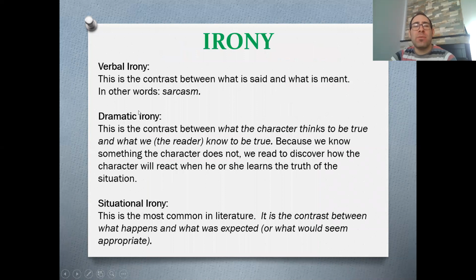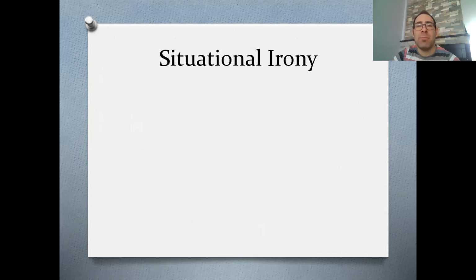Irony has three sorts. We have verbal irony, which is usually sarcasm. Dramatic irony is when what the character thinks to be true and what we, the reader, know to be true is different. So I know something that the character doesn't know. And then situational irony is what these stories will include. It's the contrast between what happens and what was expected. So we'll see examples of that.